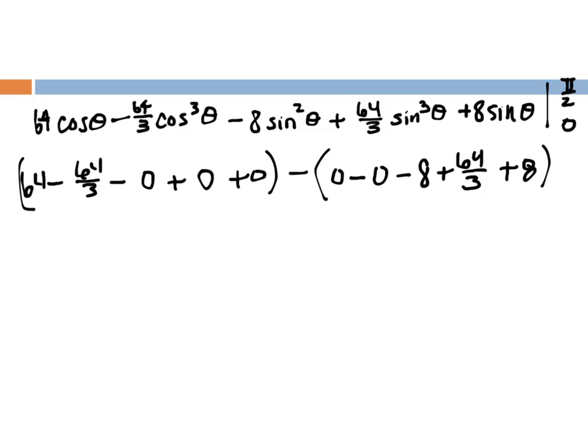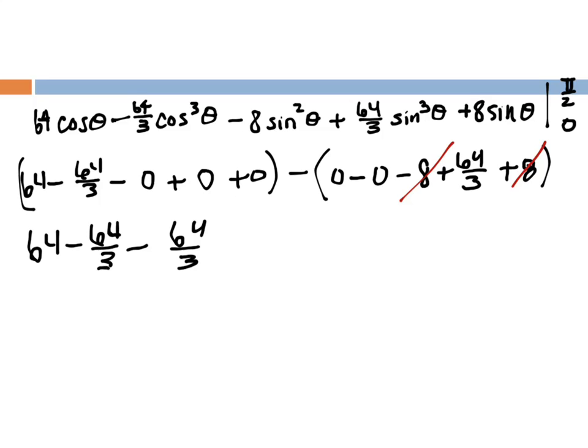All right, so 64 minus 64 thirds. Let's see, minus another 64 thirds, right? And minus 8. Did I catch them all? No, I missed one, didn't I? Plus 8. Oh, how about this? It's plus 8 minus 8. Yeah, let me just mark those out to begin with then. That work? So what happens when we have 64 minus 64 thirds minus 64 thirds? What do we get? Okay.